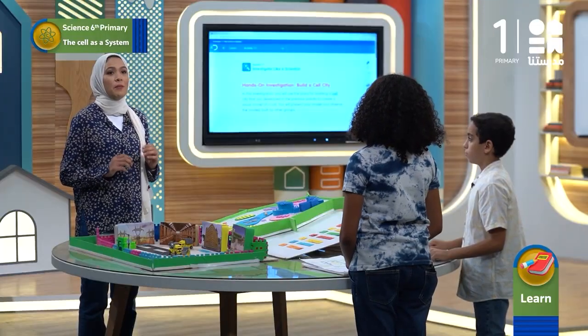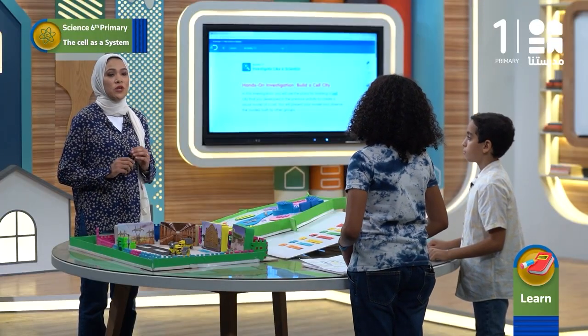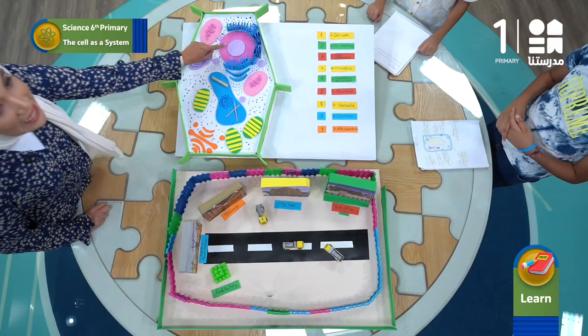Pay attention. The model of Cell City will help us transform all we have learned into a real product, by which we can present and explain our ideas. Let's see how our colleagues will present their models. This is the city hall that controls everything that happens in the city. Okay, like the nucleus that controls all activities inside the cell.